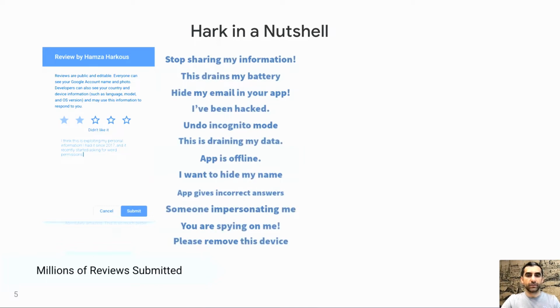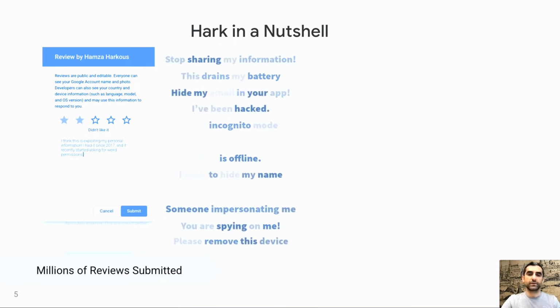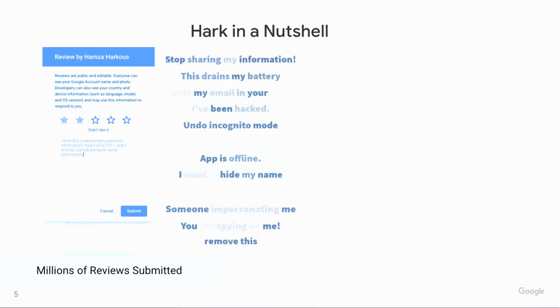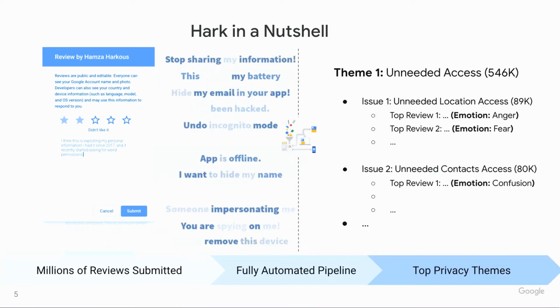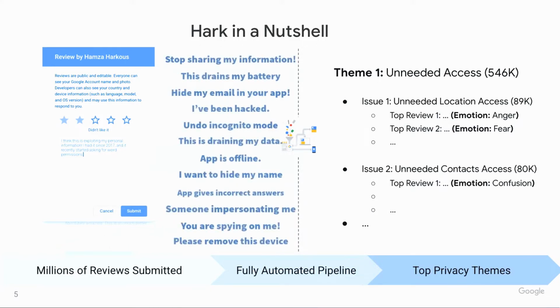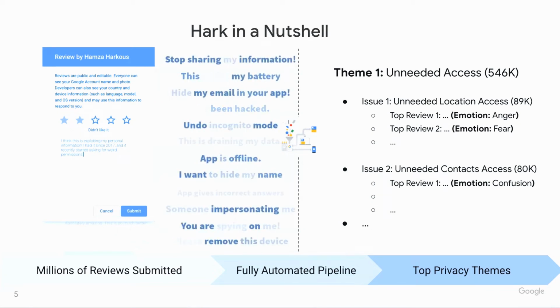Hark takes the set of reviews submitted on the Play Store as an input. These can be about any topic, not only about privacy. We built a fully automated pipeline that consumes these reviews and outputs and quantifies the top privacy themes. For example, here it says that the unneeded access is present in 546K reviews. The top fine-grained issue in that theme is the unneeded location access with 89K reviews. To illustrate this issue, Hark allows discovering high-quality reviews diversified across the emotions dimension, like angry reviews, confused reviews, etc.